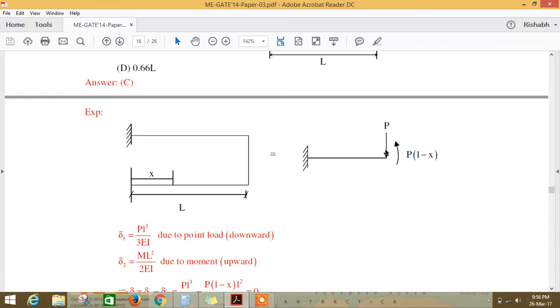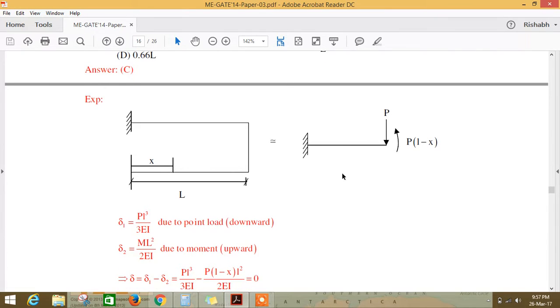So P is pushing the point downward, and this moment is lifting the point A upward. So the deflection due to P should be equal to the deflection due to this moment. Then only will point A be at that position, or the deflection will be 0. For a cantilever with a point load, the general formula is PL cubed by 3EI, and for a moment, the general formula is ML square by 2EI. These general formulas you have to remember.